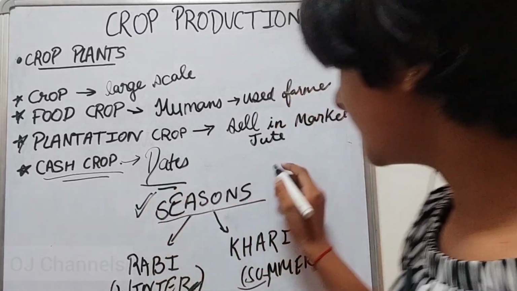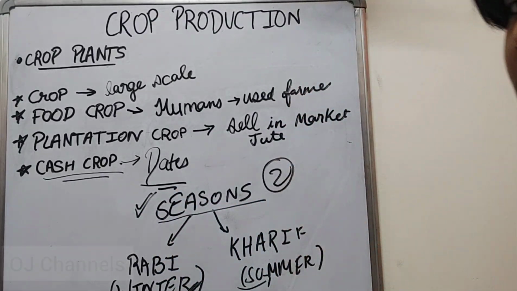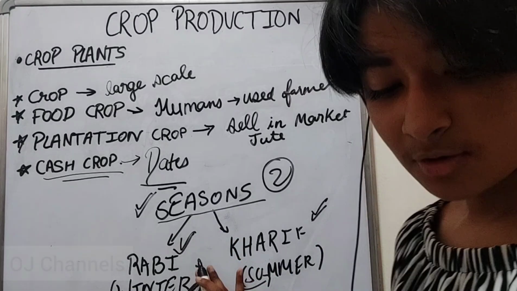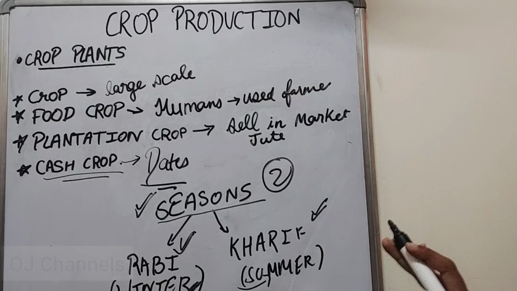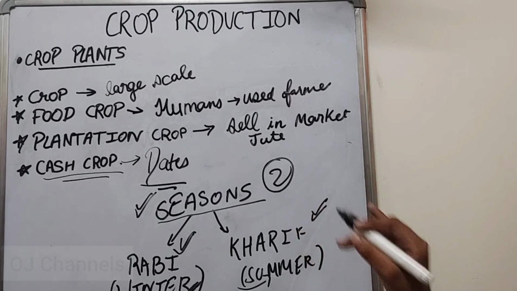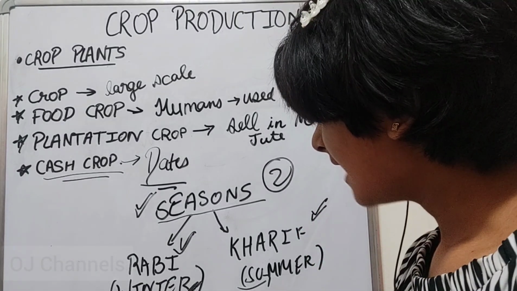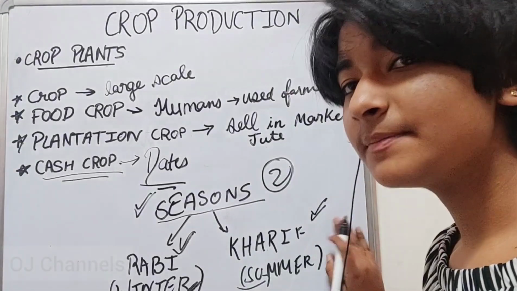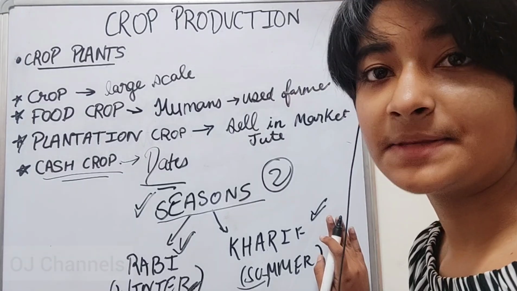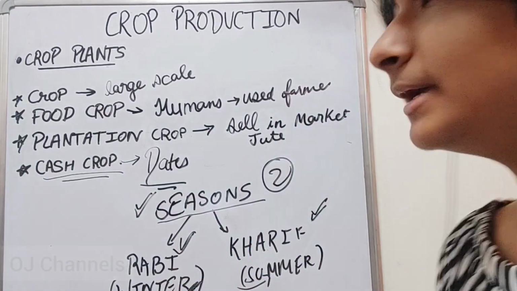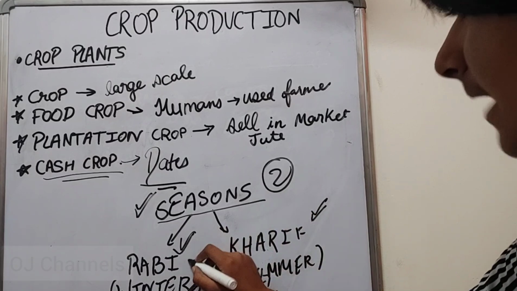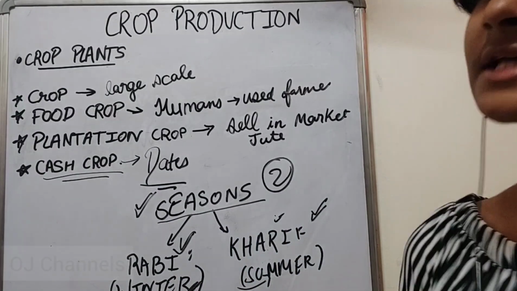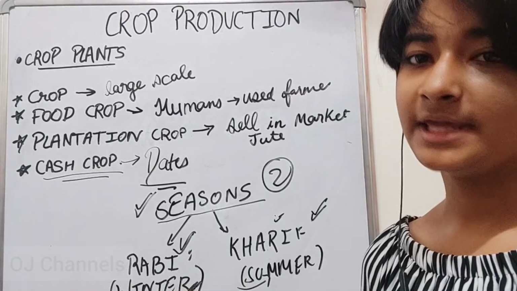Seasons के basis पे two type के crops divide होते हैं. The first one is the Rabi crops, second one is Kharif crops. Rabi crops are the crops which are sown in the month of October and December, and they are harvested in the month of March and April. Kharif crops are the crops which are sown in the month of June and July and harvested in the month of September and October. This is the simple definition of Rabi crops and the Kharif crops. You can remember this by saying कि Rabi crops are sown in winters and Kharif crops are sown in summer seasons.